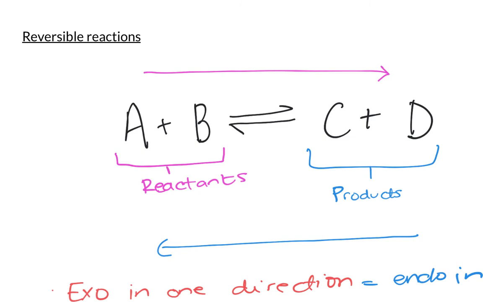But equally, because it's a reversible reaction, at the same time, C and D will be reacting together to form A and B. Now, when these are at equilibrium, both things will be happening. So whilst you might have A and B forming C and D, at the same time, if the conditions aren't correct, C and D are going to react to form your starting product. Again, reversible reactions are really, really common.